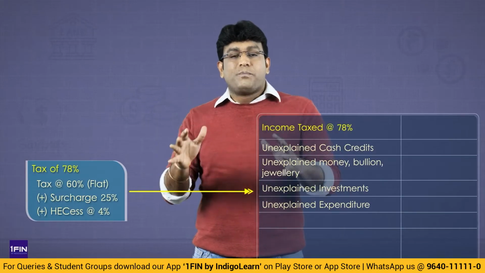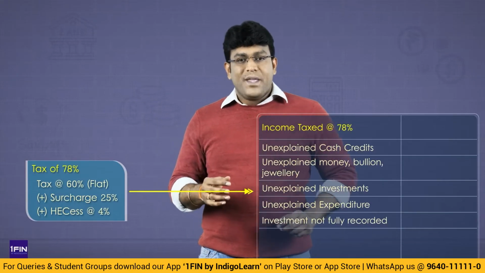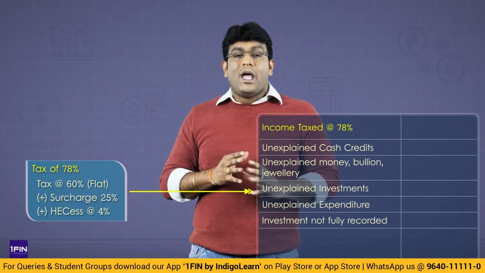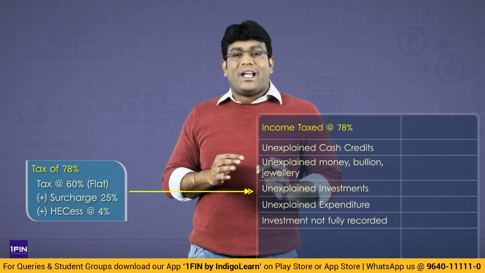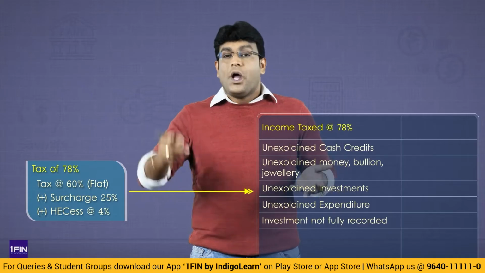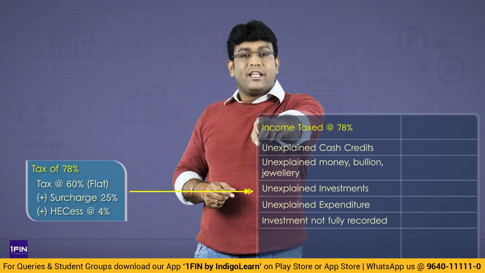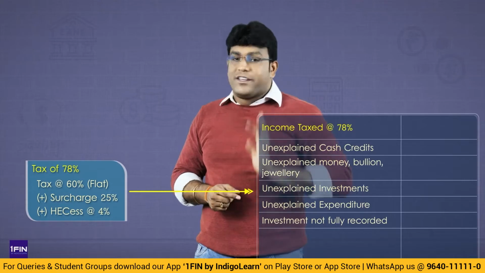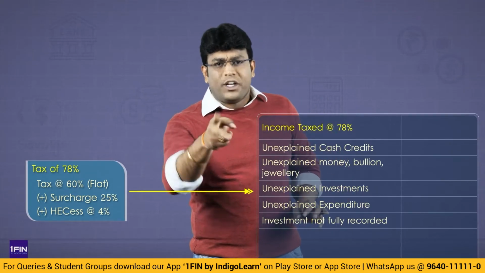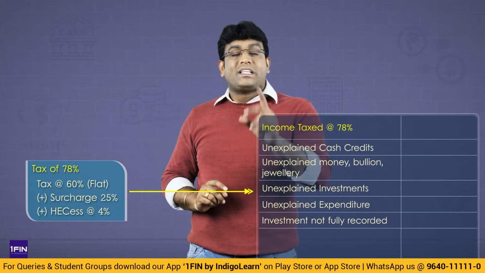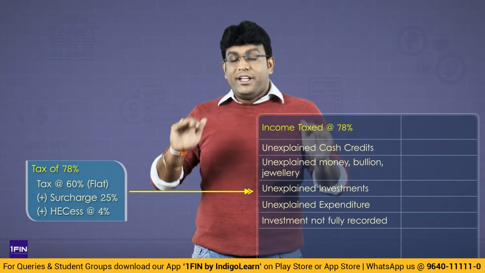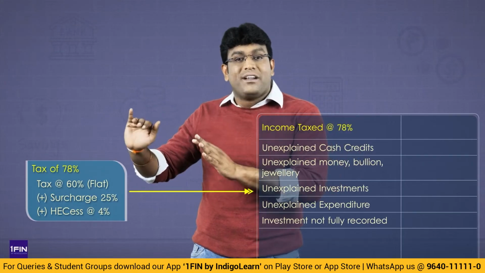Next point, investment is not fully recorded. When I say investment is not fully recorded, that means he purchased a property for 10 crore, but in the books of accounts he is showing the value as only 3 crores. Then the officer asks, where from did you get the balance 7 crores to buy this property? Explain the source of money for this investment. If you don't explain, tax at the rate of 60%, surcharge 25%, HEC 4%, effective rate 78% is gone, and this is only tax. Interest is separate, penalty is separate.